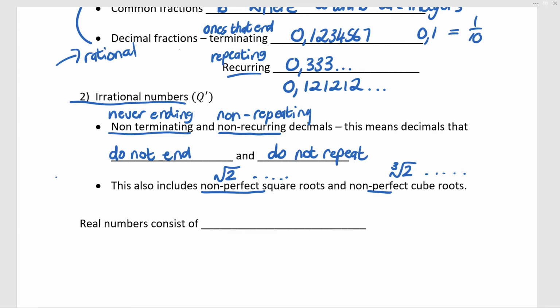Okay, real numbers consist of all of the above. Okay, that's the last category. So that would be my rational, which is a cube, and also my irrational, which is a cube with a little apostrophe.